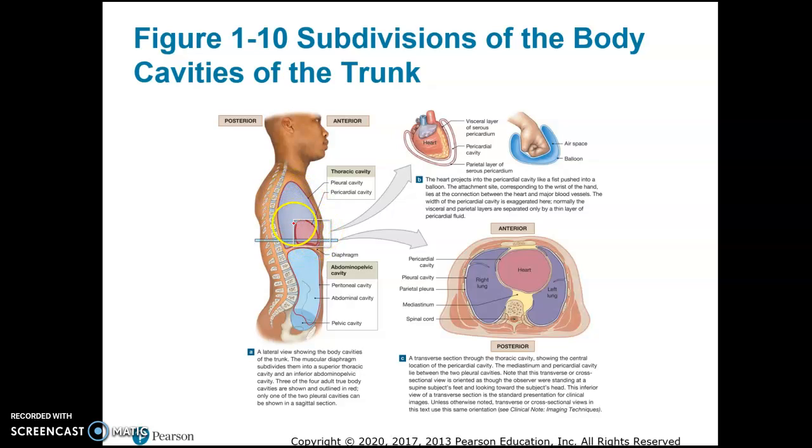the lungs, and then the pericardium, which lines the heart, the diaphragm that separates the thoracic and the abdominopelvic cavities. Then you see the peritoneum, which lines the abdominopelvic cavity.